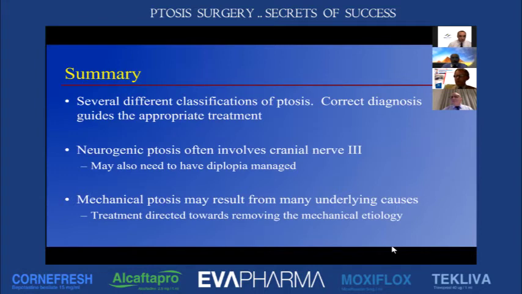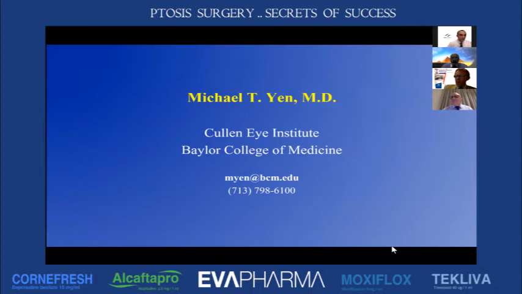Neurogenic ptosis oftentimes involves the third nerve, cranial nerve 3, and so you may also need to have the diplopia managed. And mechanical ptosis may result from many underlying etiologies, and the primary treatment should always be directed towards addressing and removing that mechanical etiology. So that's all that I have, and thank you for giving me the opportunity to participate and talk to you today.